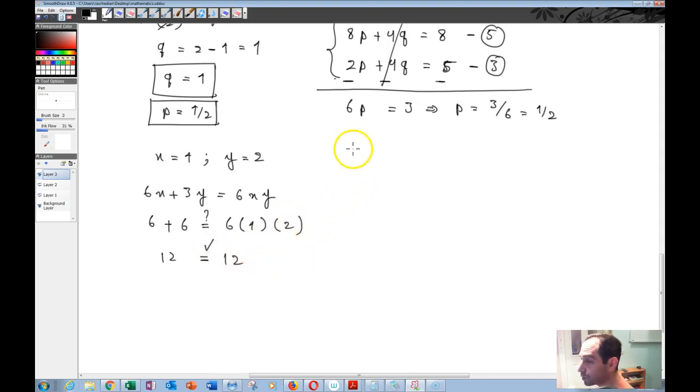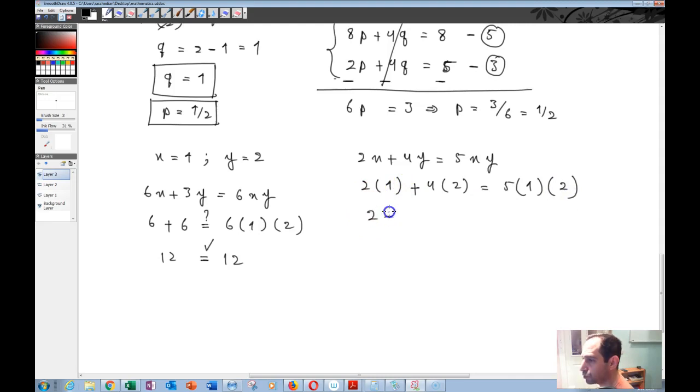And the other equation that we had was 2x plus 4y is equal to 5xy. And 2 times 1 plus 4 times 2 is equal to 5 times 1 times 2. So that's 2 plus 8 is supposed to be equal to 10. And 10 is equal to 10. Okay, so that's basically how we solve this problem.